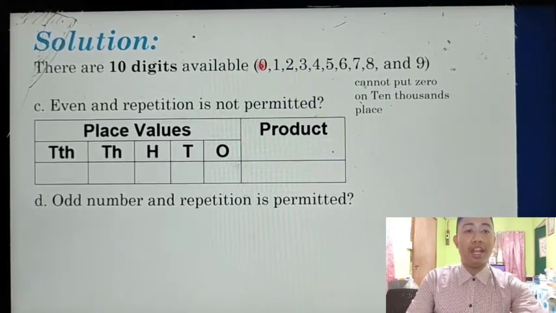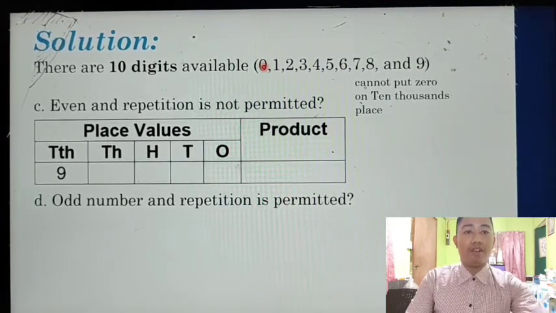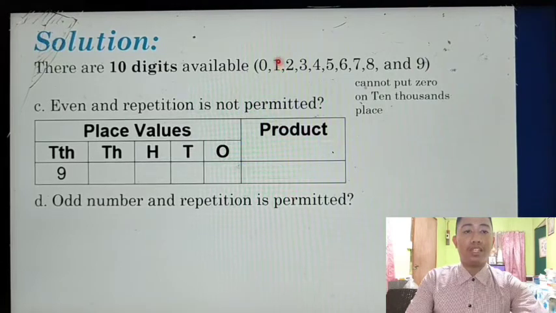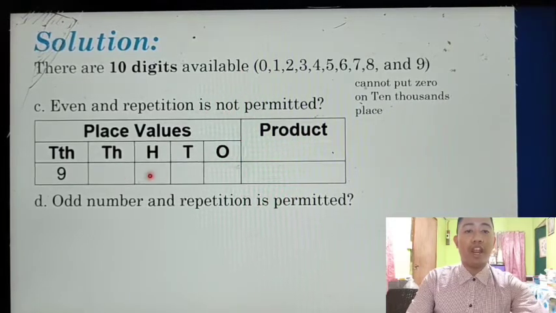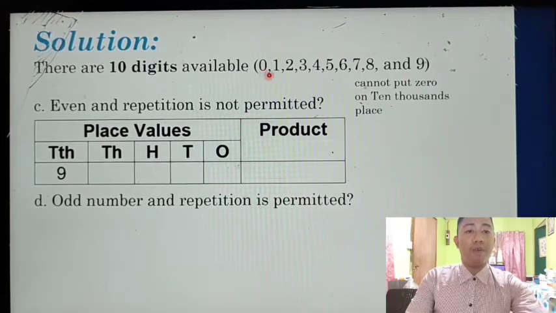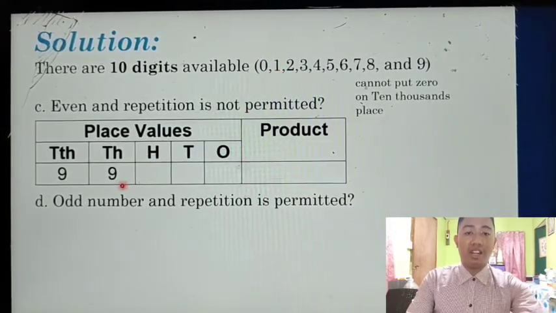So there remain 9 digits that can be chosen for the 10,000th place. For example, we choose 1 as the 10,000th place. We accept 1. And of course, we include 0 because you can use it on the thousands place or any place value except the first digit. Among these, 1 is excepted, so there are still 9 digits in all.